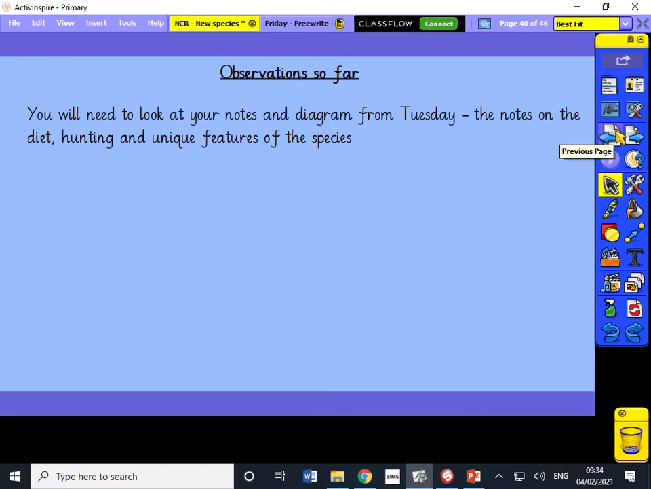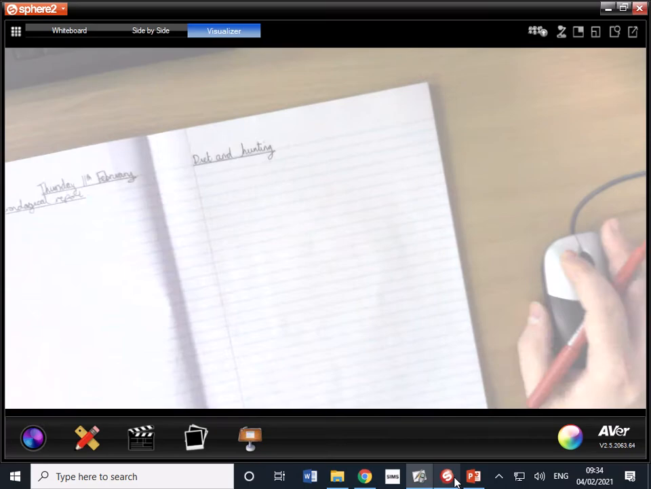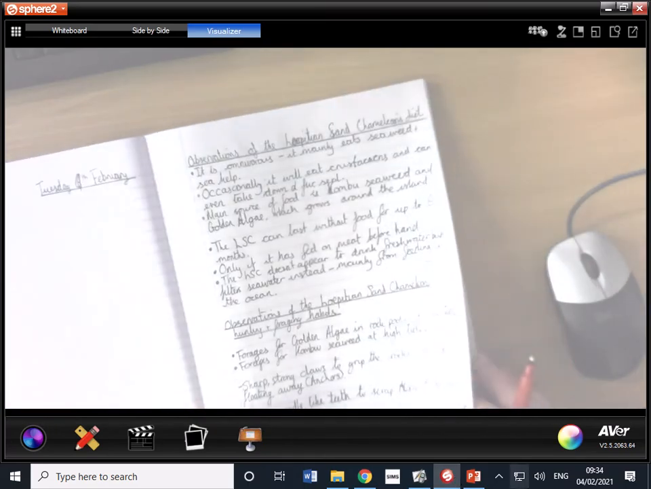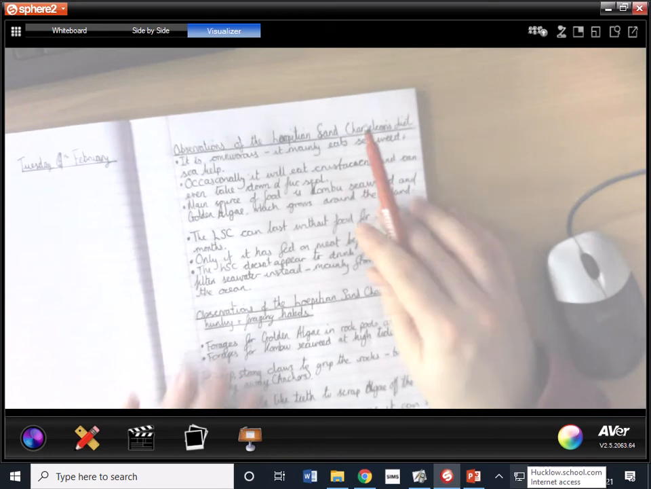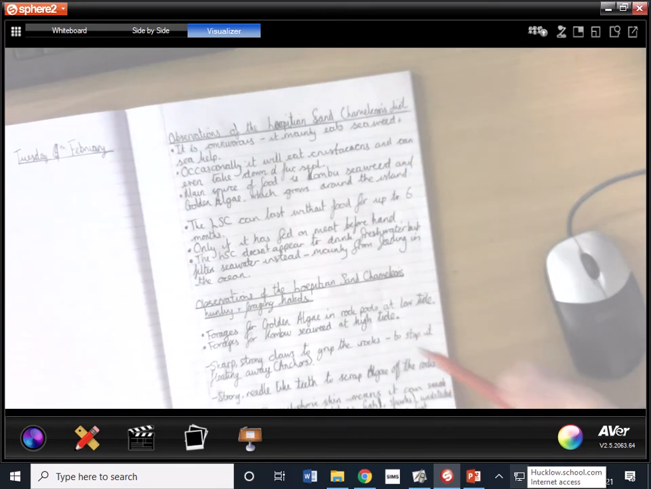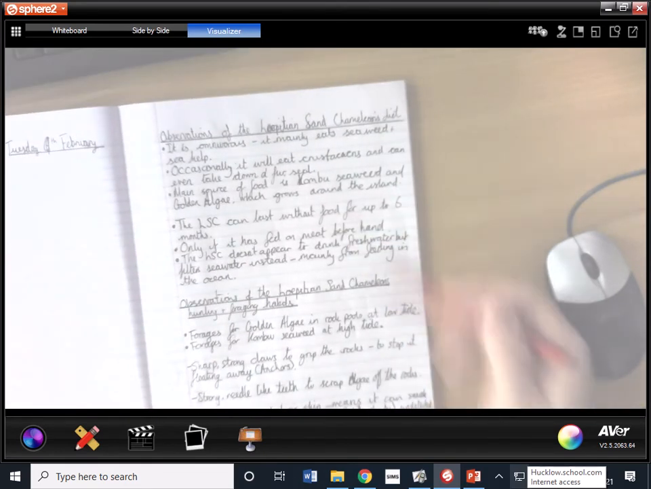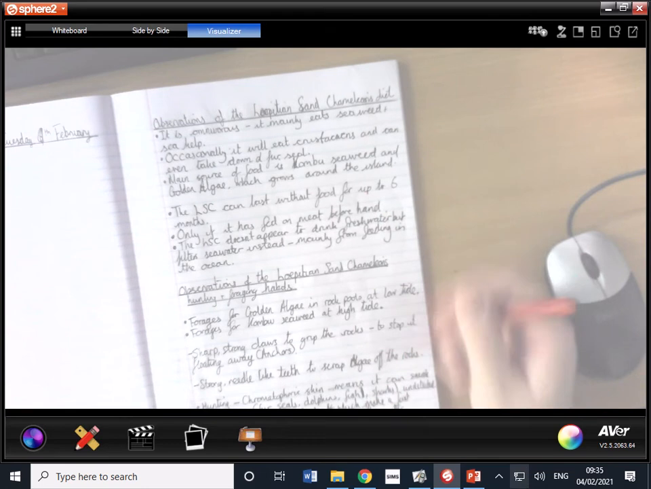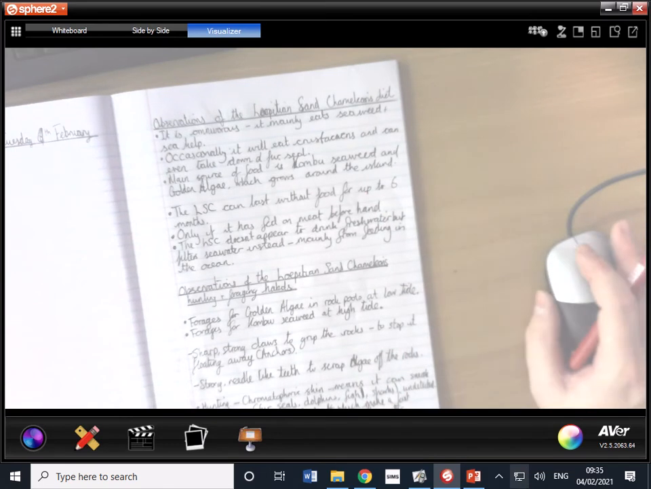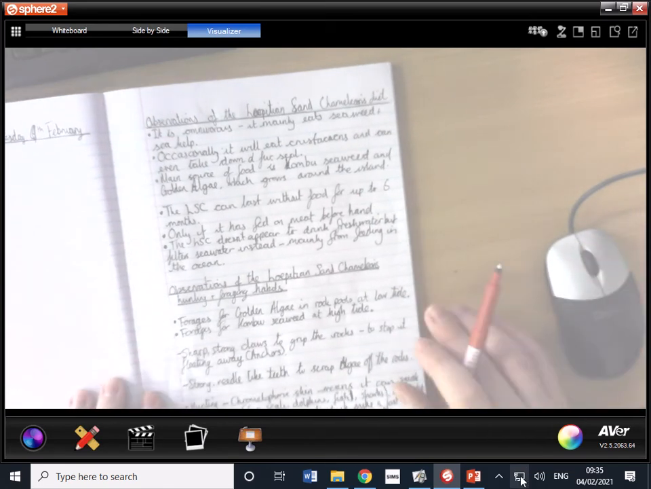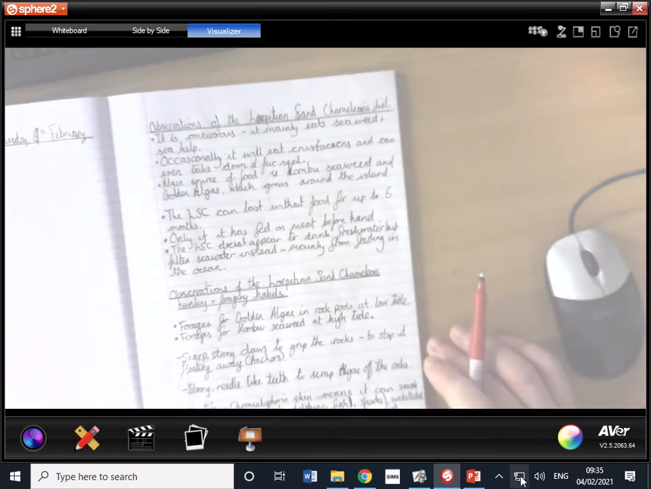First thing you'll need to do, though, is go back to your notes from Tuesday. I'm going to go all the way back to my notes from Tuesday about the observations of diet and hunting and then of unique adaptations. Okay, so I'm just going to look at these two. And specifically, I'm going to combine these two notes together today. So pause the video while you read through your notes.